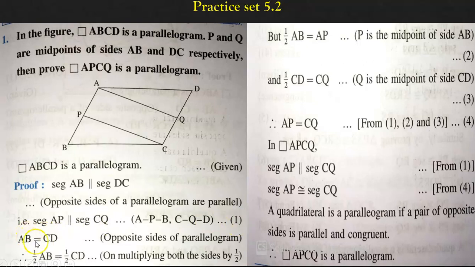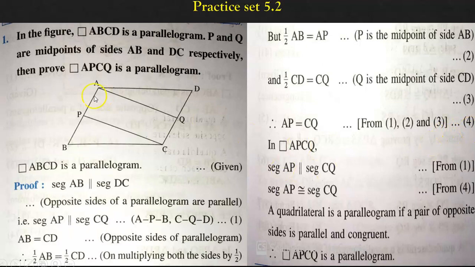And I have AB is equal to CD. Opposite sides of parallelogram are also equal. I am just multiplying on both sides by half. So I have half AB is equal to half CD. But half AB is AP because P is midpoint of AB. And half of CD is CQ because Q is midpoint of CD. Therefore, I can substitute and I write AP is equal to CQ. This is my statement 2 and this is my statement 3. So my reason would be from 1, 2 and 3. I can write AP is equal to CQ and I am naming this as statement 4.